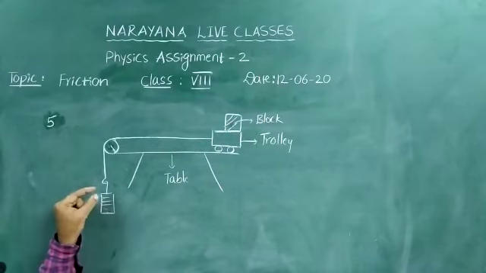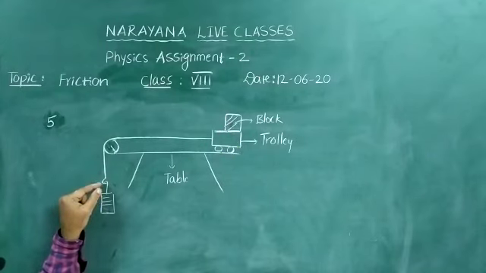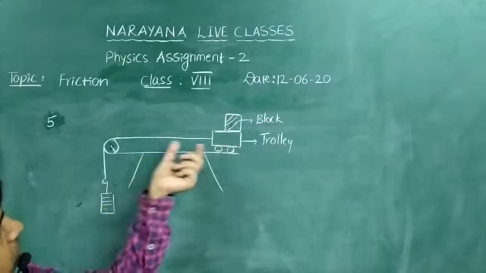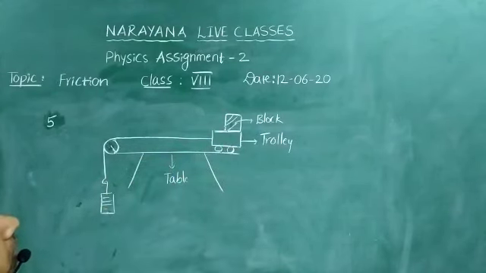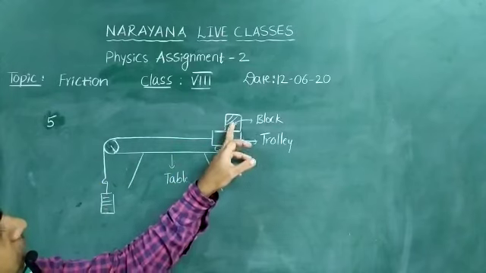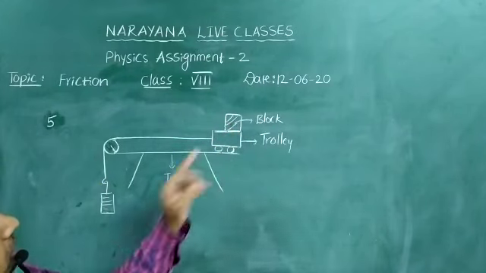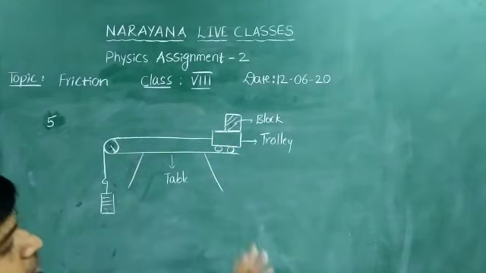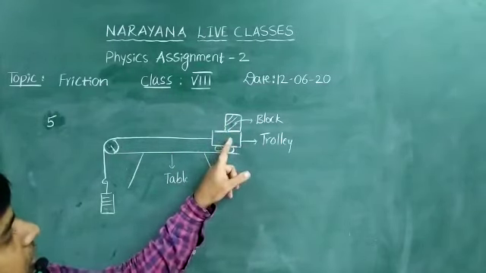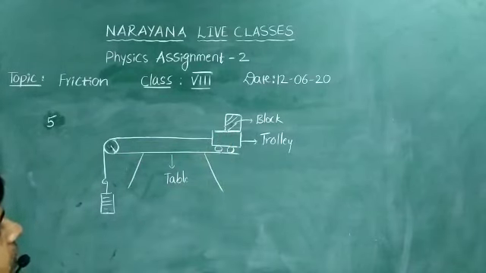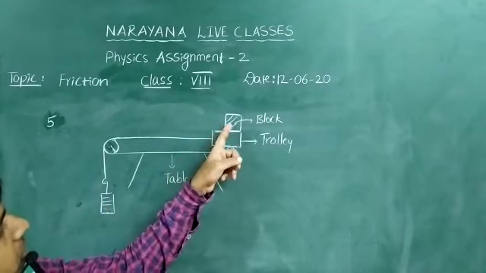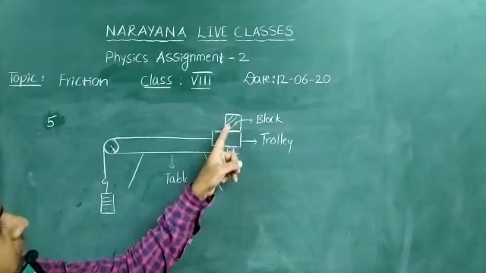When a small weight is hung at this position, the trolley tends to move forward, towards the pulley. Then friction is created between the two surfaces. But with respect to the trolley, the block is at rest only, so we call it static friction. As the weights increase, the pull on the trolley increases, so the static friction between these two also increases.